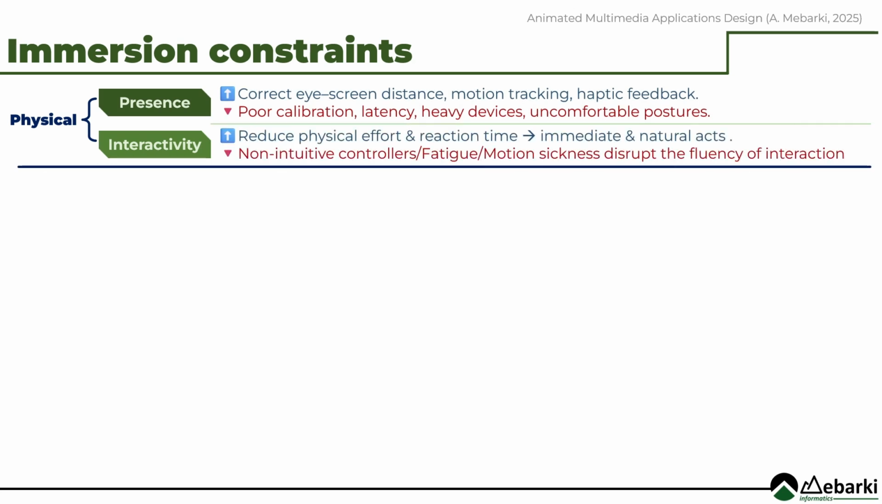Realistic spatial correspondence between the user's body and the virtual space enhances body ownership and proprioceptive coherence. Example, correct eye-screen distance, motion tracking, haptic feedback. Poor calibration, latency, heavy devices, or uncomfortable postures break perceptual continuity and reduce the sense of embodiment.